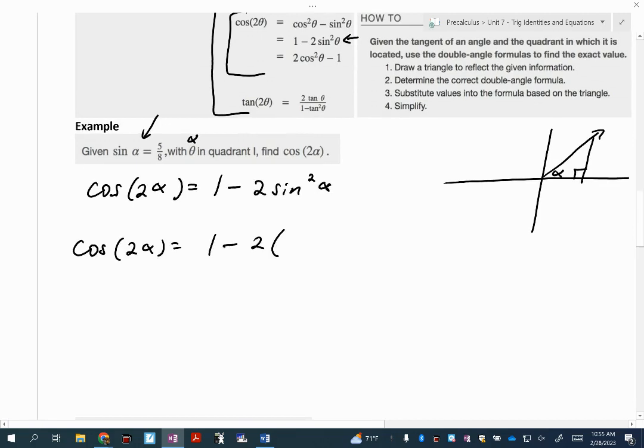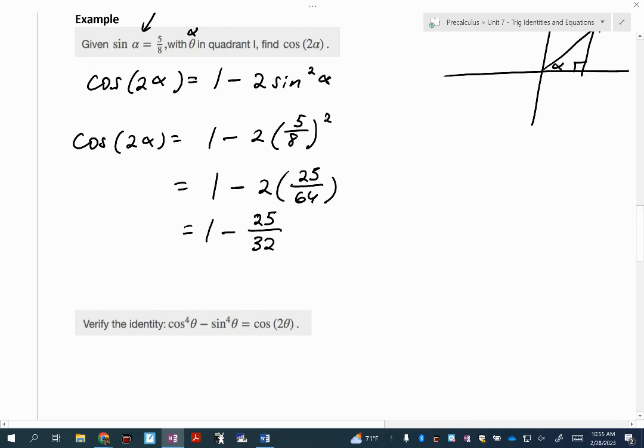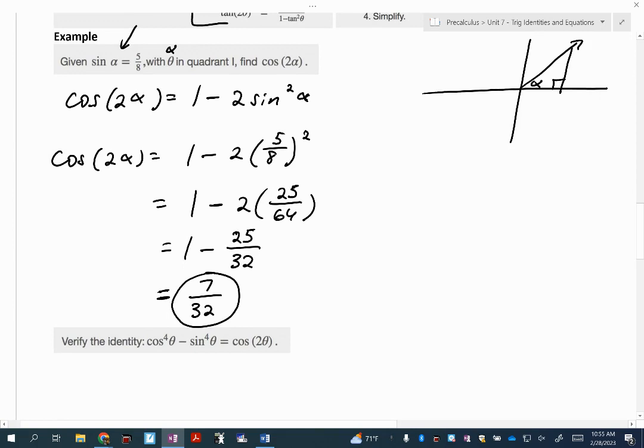1 minus 2 times the sine of alpha, which is 5/8, and we're squaring that. That's 1 minus 2 times 25 over 64. That 2 over 64 will reduce to 32 in the bottom, so 25/32. And if you change the number 1 to have a common denominator of 32, you get 32/32 minus 25/32, which will give us 7/32. And that's it for that first one.